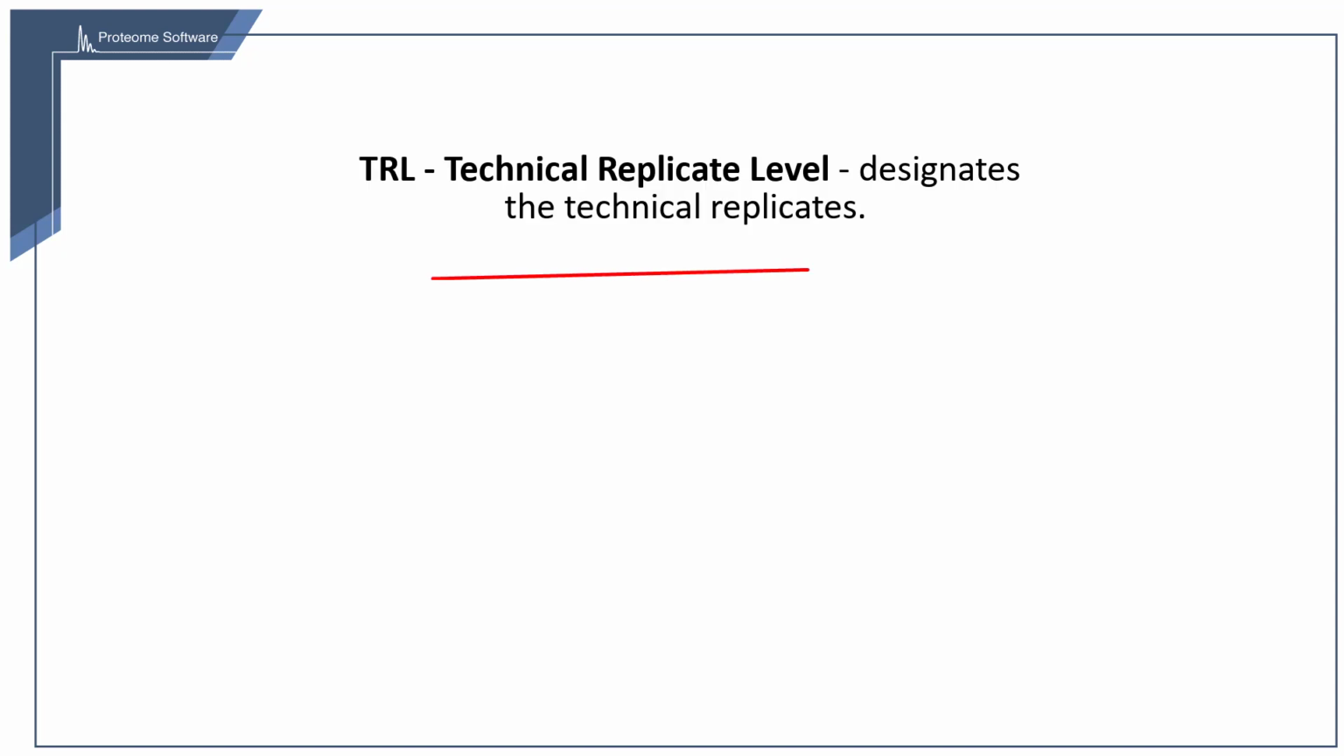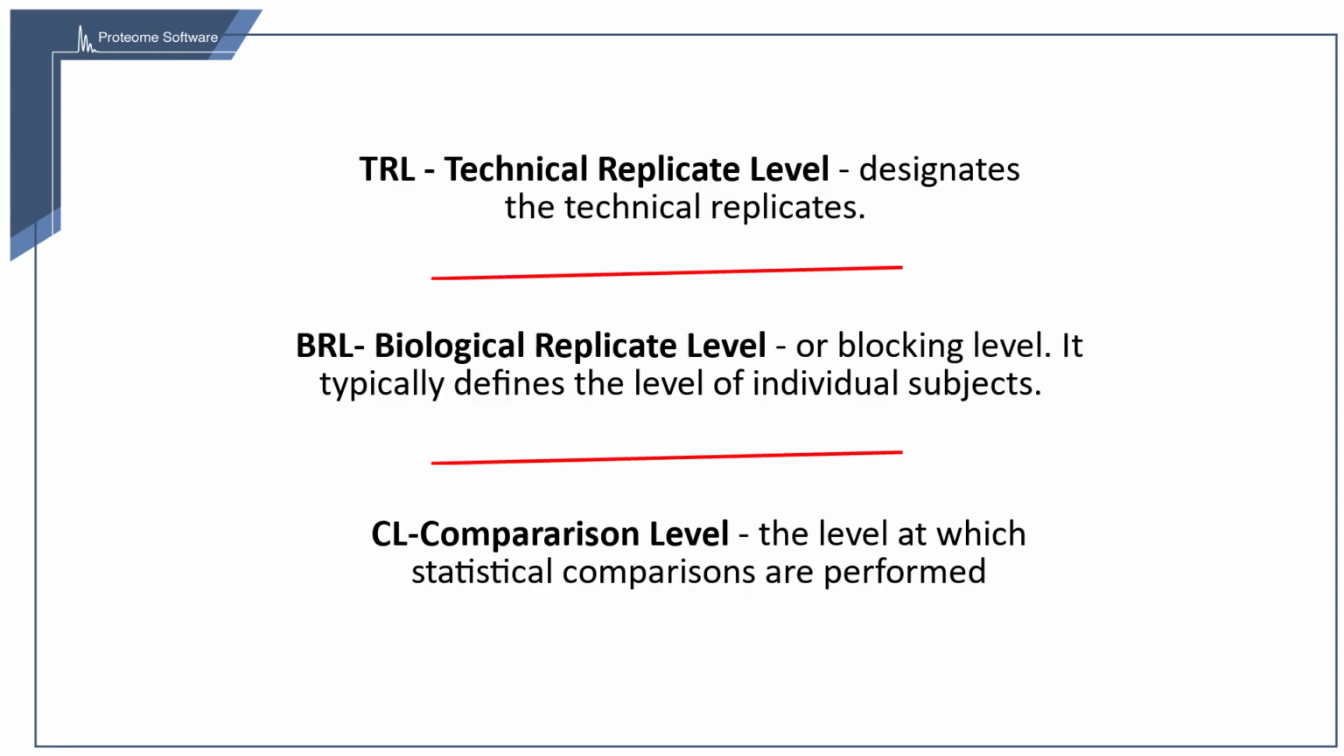Once samples are organized, the experimental design must be configured. This involves setting the technical replicate level, biological replicate level, and comparison level. Setting this up properly is very important, as statistical analysis is carried out according to how the experiment is organized.